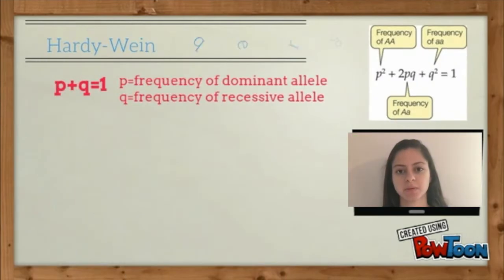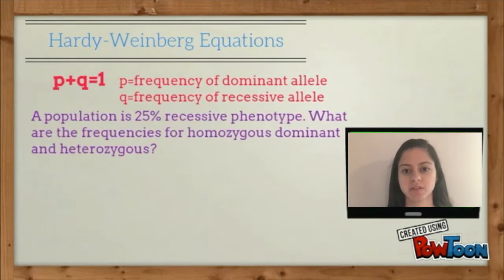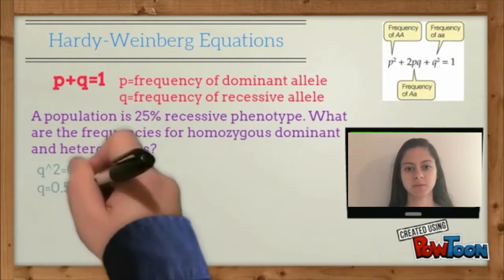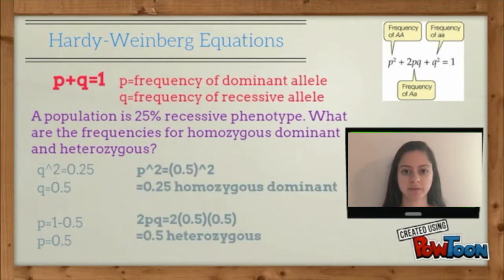Okay, so based on the problem, we know that q squared equals 0.25. So q must equal 0.5. So to find p, we use the formula p plus q equals 1. So that means p is 0.5, just like q. So to find the homozygous dominant frequency, we do p squared, which is 0.25. And to find the heterozygous frequency, we do 2pq, which ends up to be 0.5.